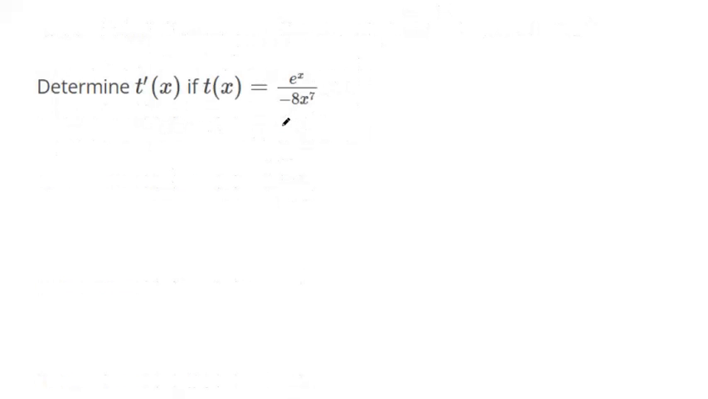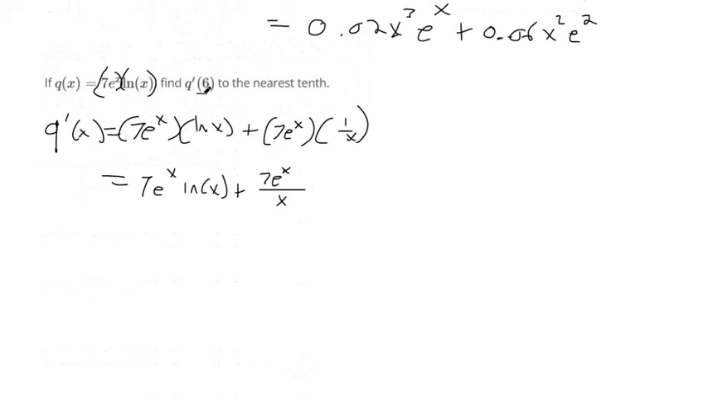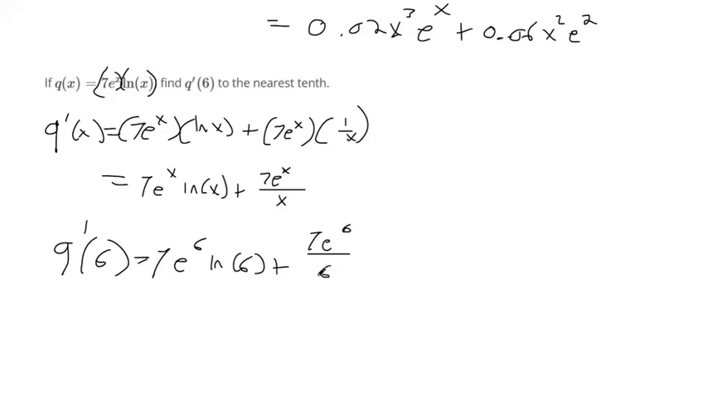Okay, and then last one, this one, it's set up for the quotient rule. If you recall, oh wait, sorry, this isn't done, I forgot. This said at 6, so they just want you to plug in 6 into the derivative. So this is 7e to the 6 times natural log 6 plus 7e to the 6 over 6. And you could do that with your calculator. I use desmos.com/scientific for big ones like that.